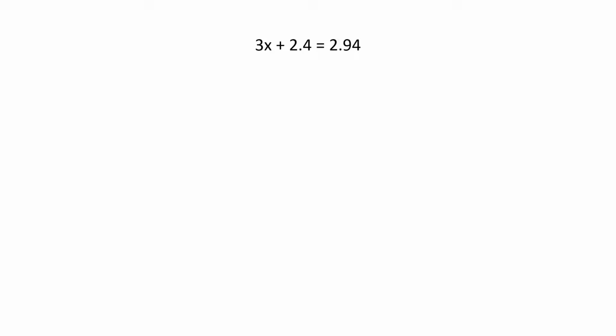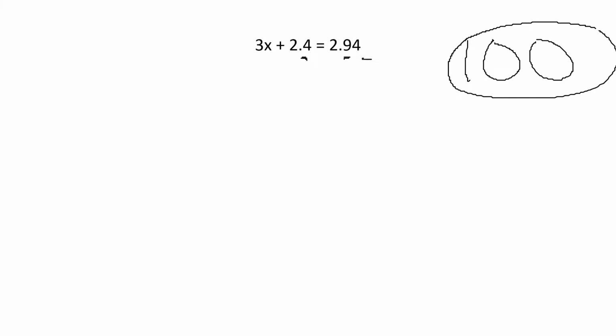But here's what we're going to do. We're going to find the largest decimal place value. So here's a decimal that's tenths. Here's a decimal that's hundredths. Hundredths is bigger than tenths, so I'm going to multiply everything by 100. I'm going to multiply everything by the largest place value. So I'm going to multiply that by 100, this by 100, and this by 100. 3x times 100 is 300x. 2.4 times 100 is, why did I put an equal sign there?